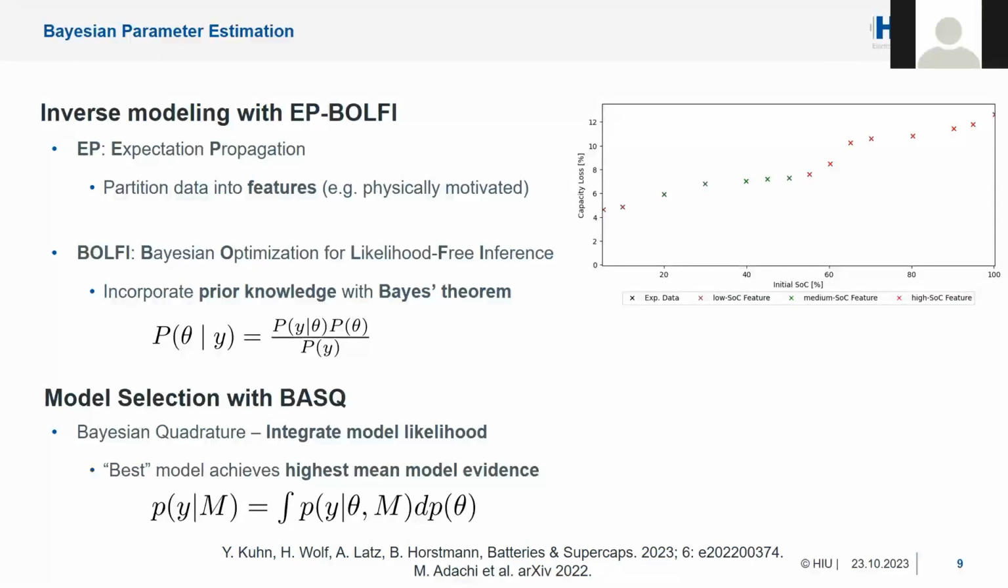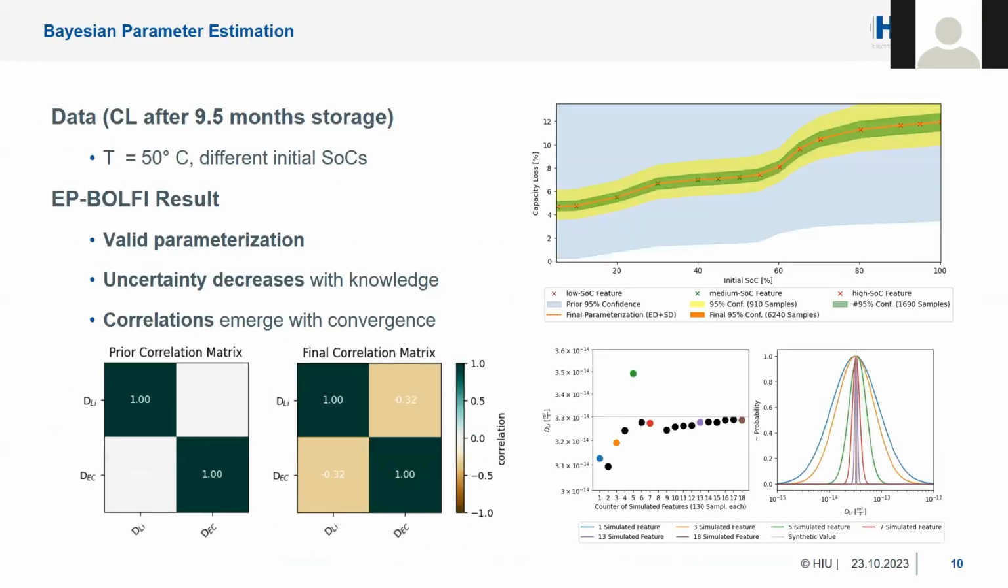And then the highest mean model evidence gives us the model that's most likely. So here I show you how this works. I show you here data very similar to before, calendar aging, and then the capacity loss as a function of state of charge.